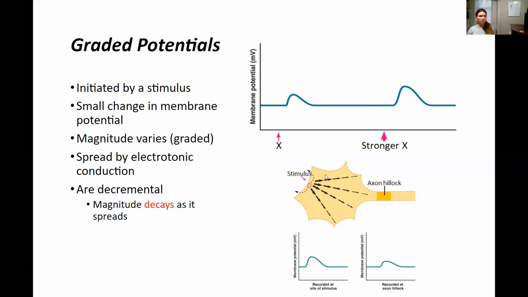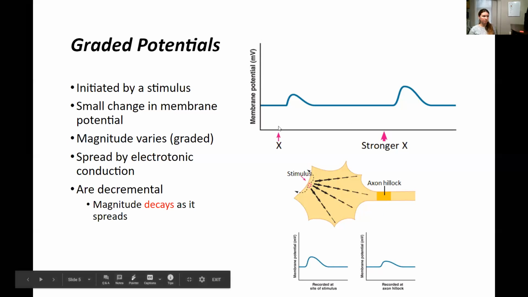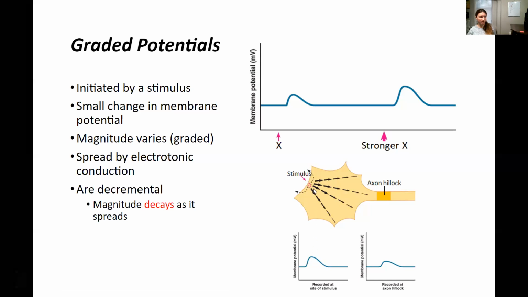So that's what this image with these arrows from the stimulus that get progressively smaller is showing us: we're going to have a big effect on the membrane potential here at the spot where the stimulus is. But as that charge spreads out, it's going to affect other parts of the membrane a little less. So at the bottom, if we recorded the membrane potential and put our little probe at the site of the stimulus, we'd see a large bump, a large change in charge.